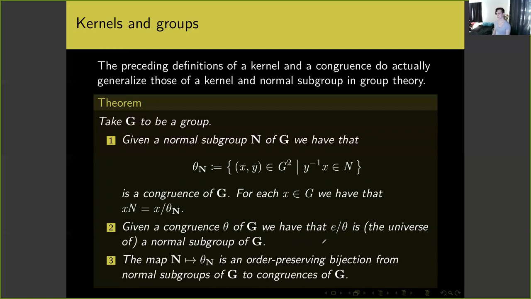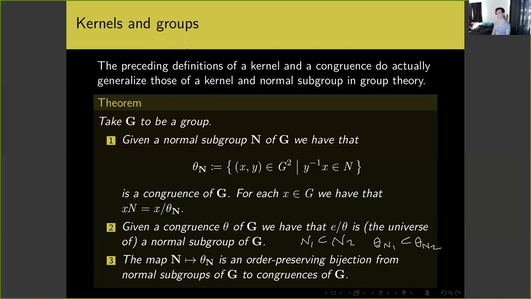Order preserving here means that if N1 is a subset of N2, where these are universes of our normal subgroups, then theta N1 is also a subset of theta N2. And the idea here is that if I quotient out by a bigger subgroup, I'm identifying more stuff together, and identifying more stuff together means I have to have more pairs in my equivalence relation, theta N2.